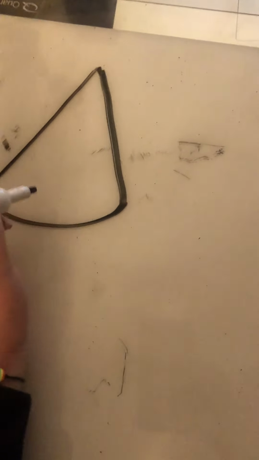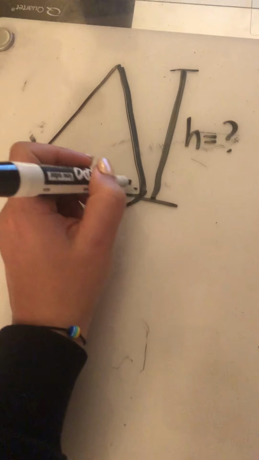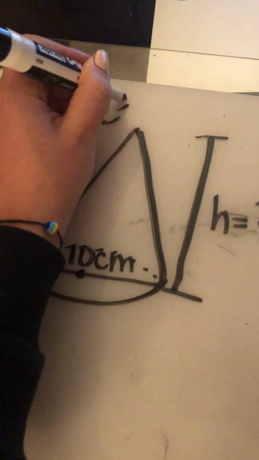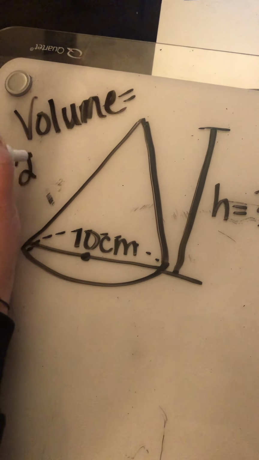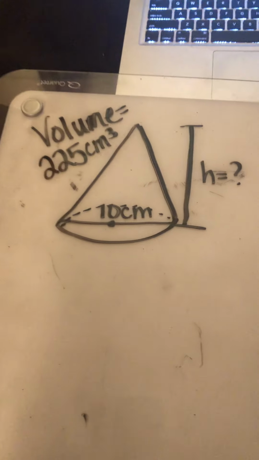So it looks like a funnel of some sort, but it is in the shape of a cone. So I'm just going to draw a cone. We're given that this length is 10. And we are told we are looking for the height. Okay, and I'll put this here because I feel like it looks a little funky. And we are told that our volume equals 225 centimeters cubed.